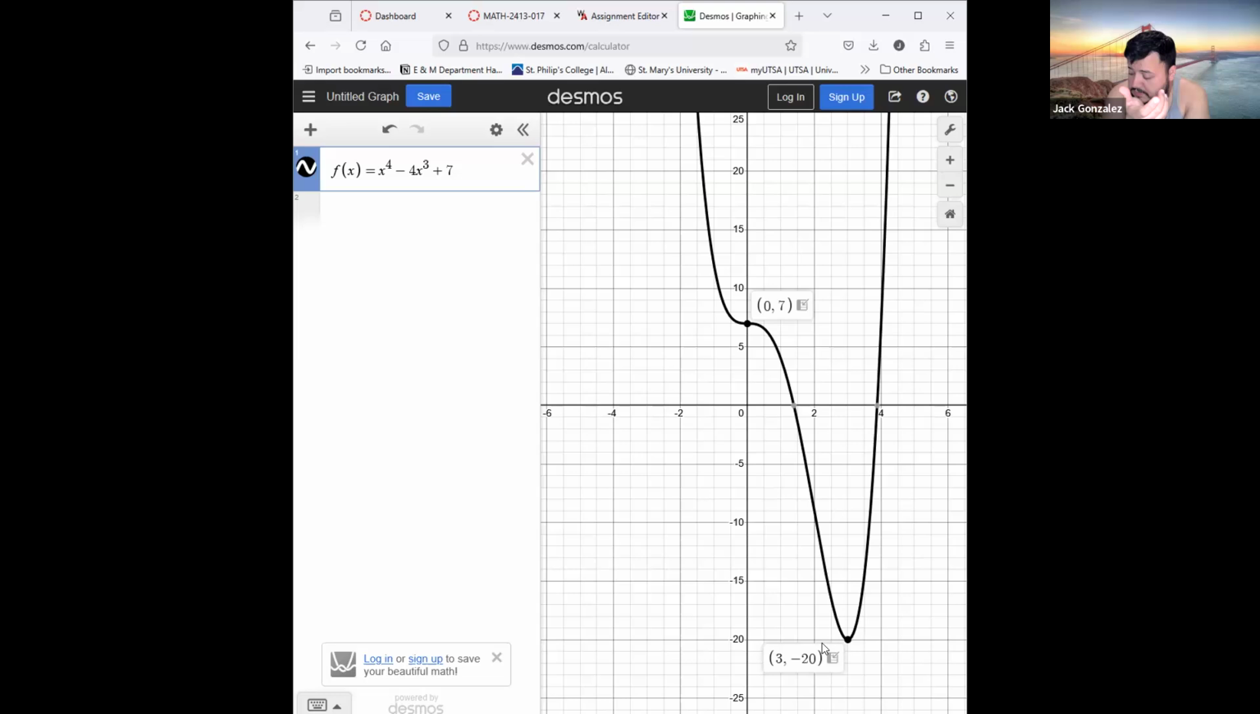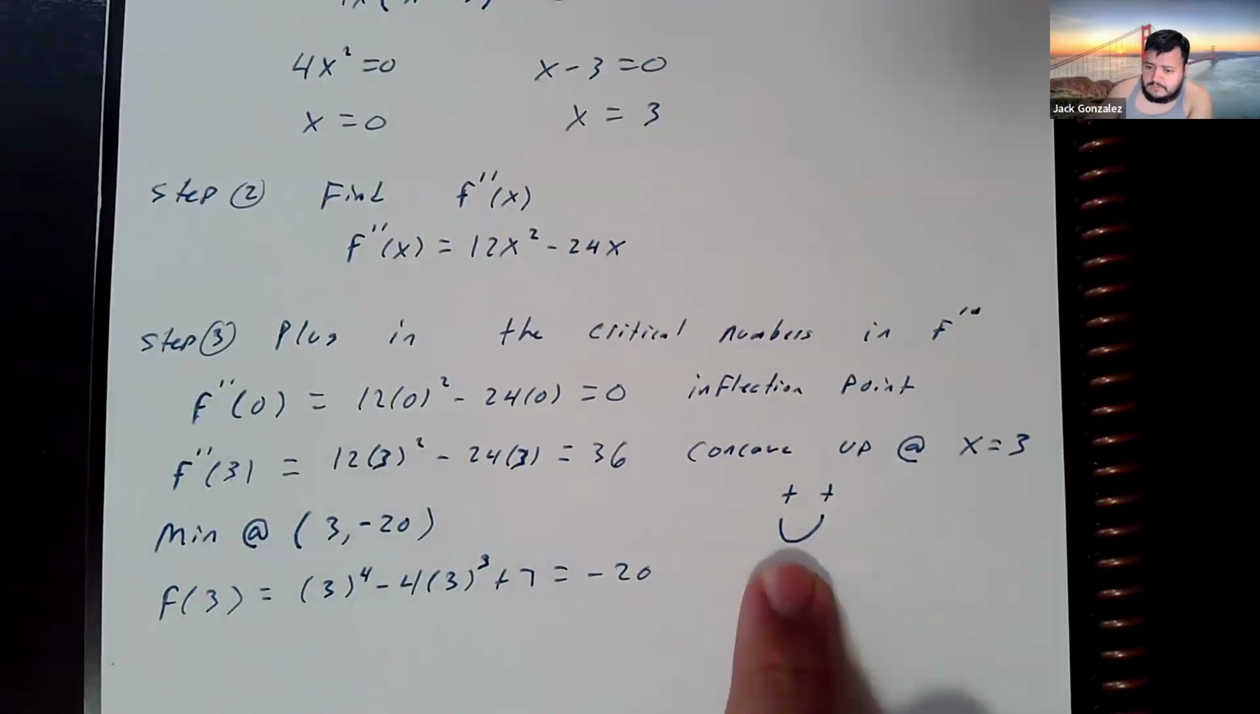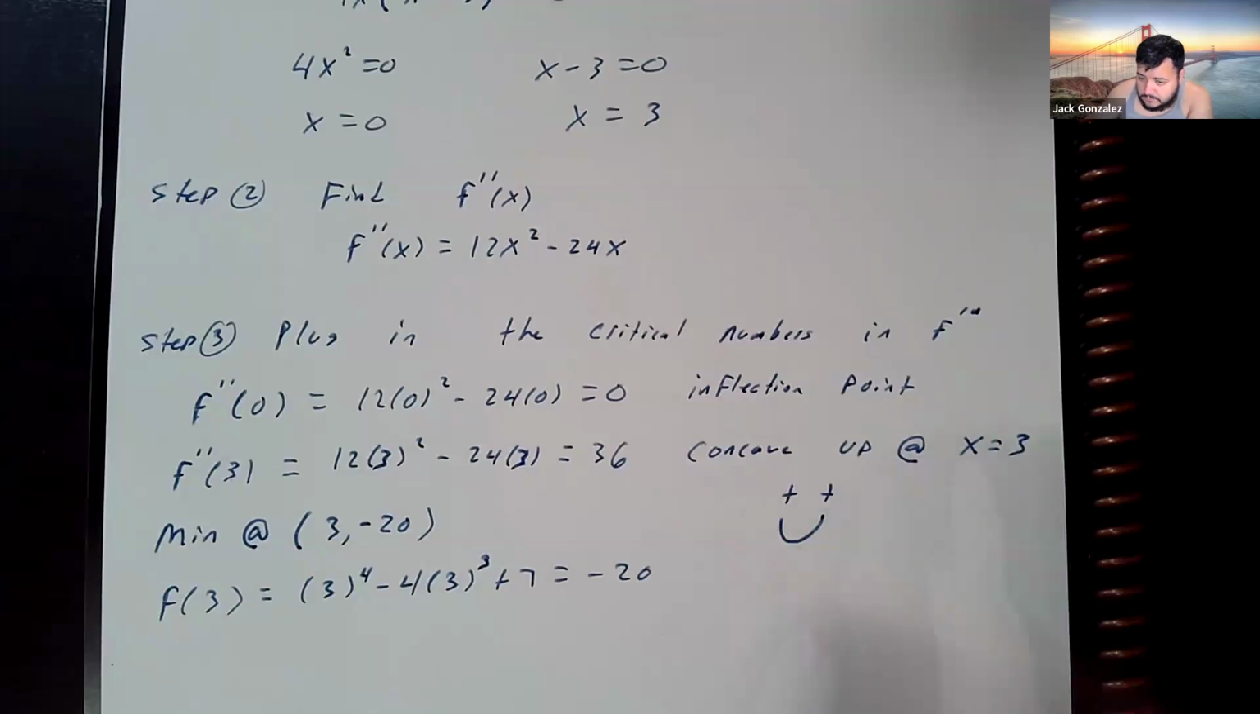Once you have your critical numbers, just plug them into your second derivative and you know what they are. If it's positive, it's opening up, so it's a minimum. If it's negative, opening down, which is a maximum. That's why I do those happy faces so you can remember, because it's kind of backwards. Now I get it. If it's positive, happy face, minimum. If it's negative, sad face, max. Okay.